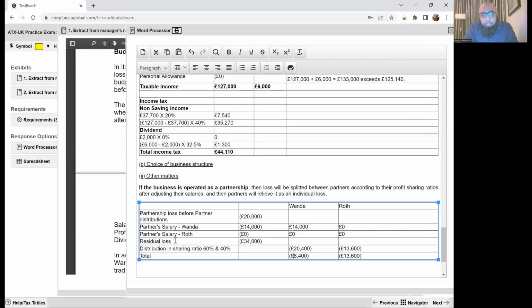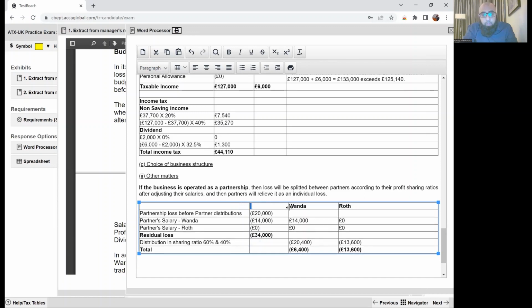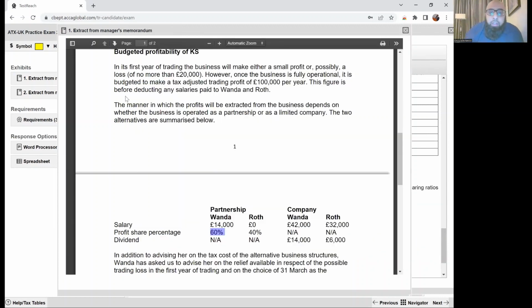Okay, so I'll repeat it again, so if someone has any concern, it will get clear. I have shown how the distribution will be made between the partners. If you look here, the partnership will make a loss of no more than 20,000. The partner's salary of 14,000 will be adjusted, then we get a residual loss, and that residual loss will be adjusted in the ratio of 60 and 40.